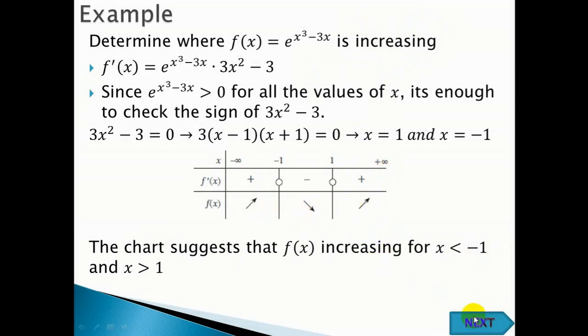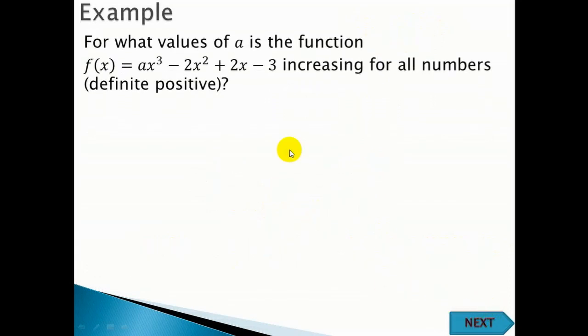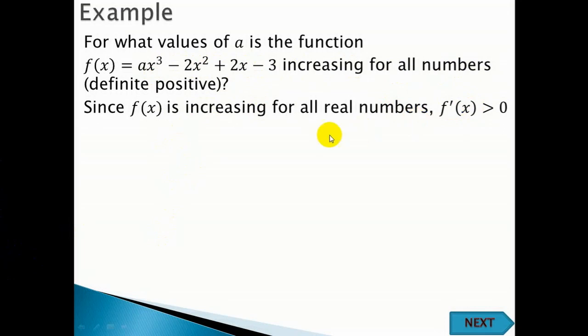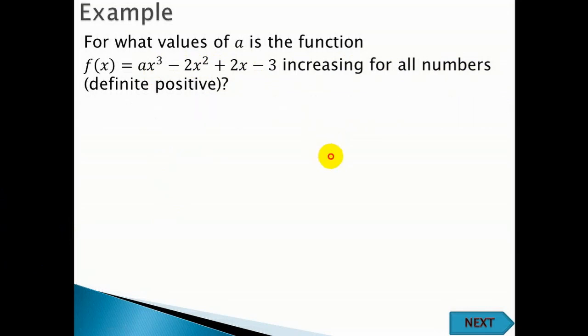I hope you understand. And then, for what value of a is the function f(x) equals ax to the power 3 minus 2x squared plus 2x minus 3 increasing for all numbers? Because they talk about increasing for all numbers, that means the derivative is definitely positive, definite positive if it has no root. So the first derivative is more than 0.